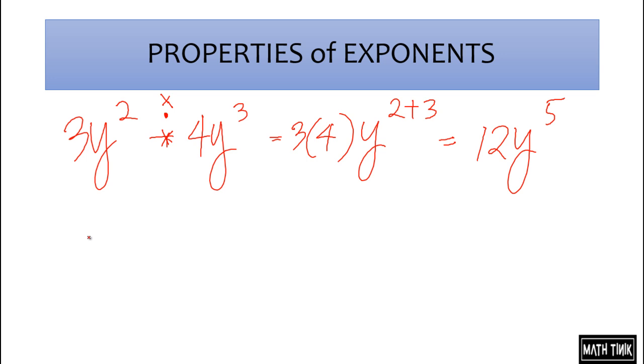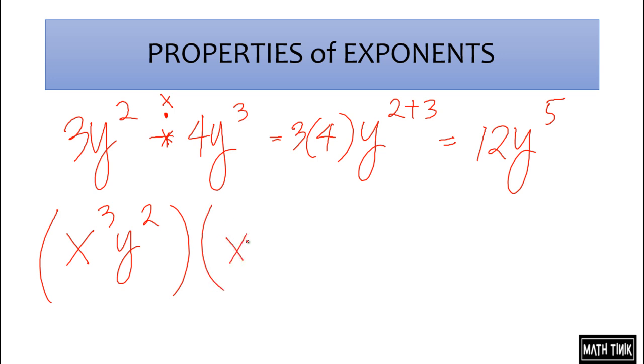Now, how about if I have two variables like this, x raised to 3, y squared, times x y raised to the 4th power. Sometimes po, makikita nyo, parenthesis yung nakalagay, it also implies multiplication, or you have to get the product of the terms.